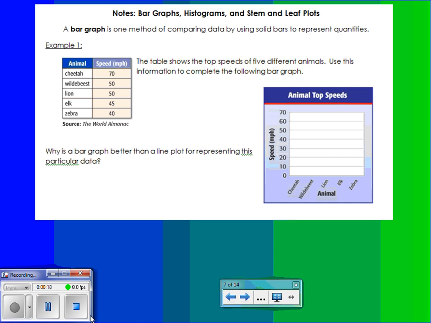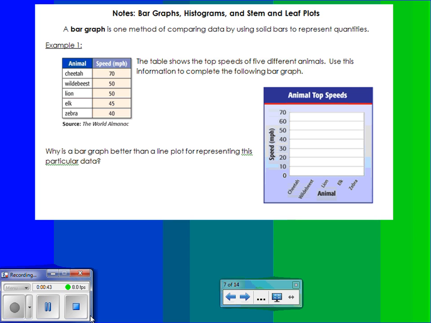For example 1, we've got animals and how fast they can run. So we've got cheetahs, wildebeest, lion, elk, and zebra, and how fast they can run in miles per hour on the right. Miles per hour is a unit rate. So how many hours in a miles per hour? 1 hour in a miles per hour. Okay, for those of you who are looking at the proportions and stuff.